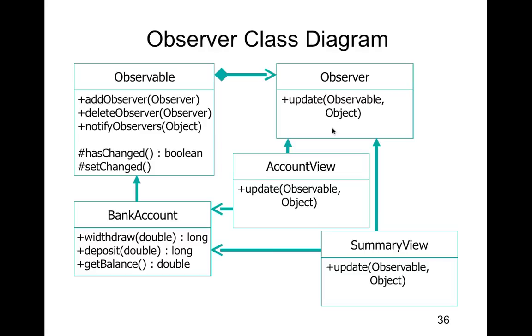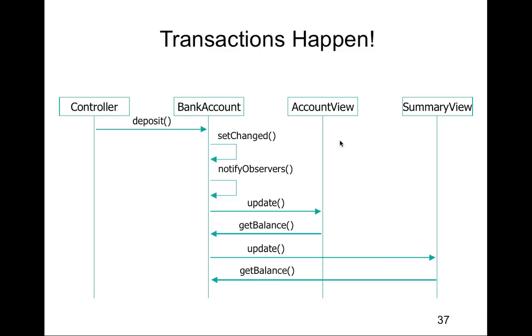So the observer is just looking and saying, hey, there's an update. Go notify the view, take a look here and observe that there's an update, and then run the appropriate methods on the different classes to perform that. And then we have transactions happen. And here's the typical way the pieces fit together for a banking application as an example.